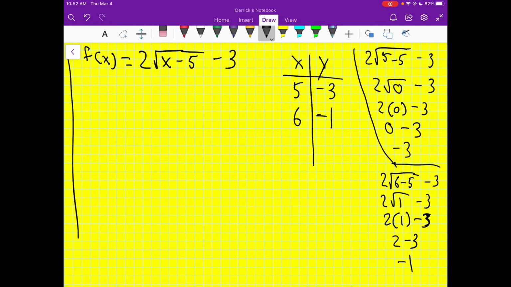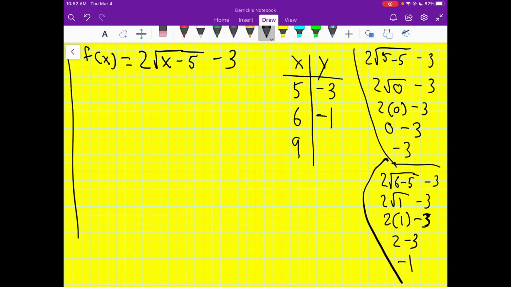And then finally, I need one more point. I've already used the square root of 0 and the square root of 1, so in my opinion, the next easiest number that square roots perfectly would be 4. So what minus 5 gives me 4 in that square root? Well, that would be 9.